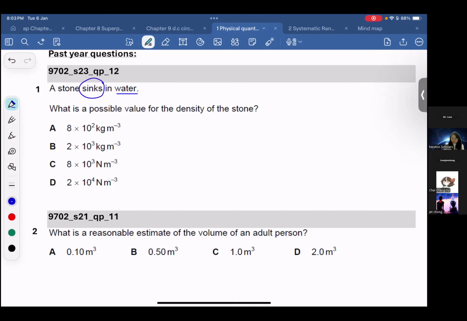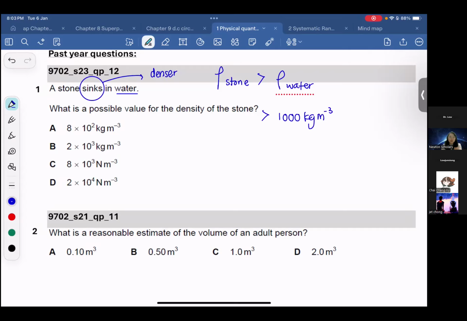Okay, sink. That means what? Denser. Am I right? Denser means that the stone density must be higher than the density of water. Then, do you know the density of water? That is the problem. Okay. So we know that it is 1000 kg per meter cube. That means that your answer must be greater than this.